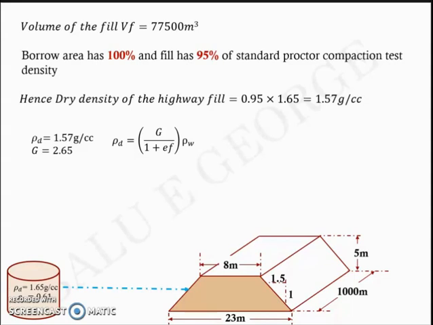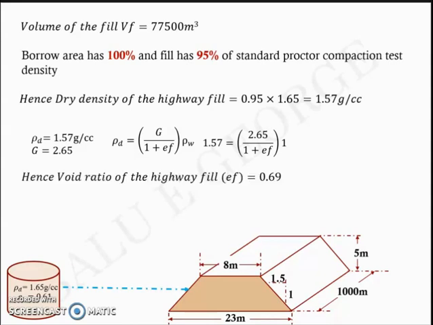I have written e as EF because it is the void ratio of the fill. We are talking about the void ratio of the fill, the dry density of the fill, and the specific gravity of the soil there. From this equation, once you know G 2.65, rho d 1.57, and rho w 1, we can calculate EF, which is nothing but the void ratio of the soil once filled in the embankment, right? So EF turns out to be 0.69.